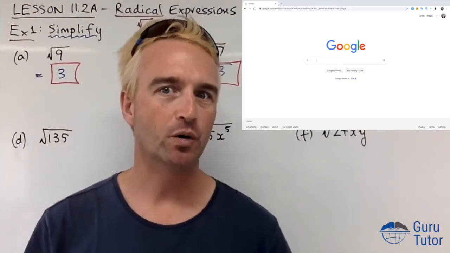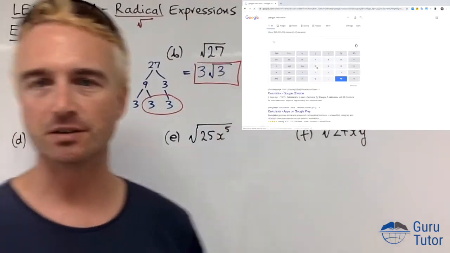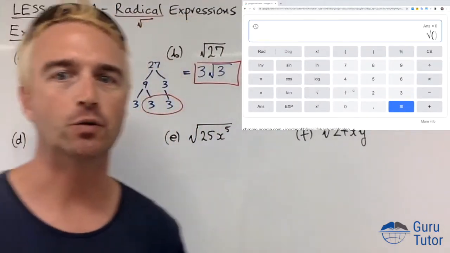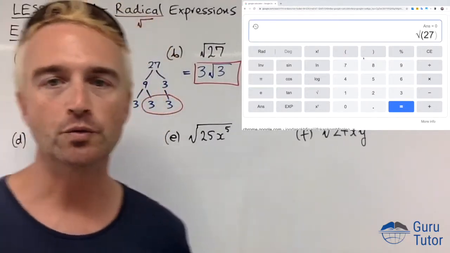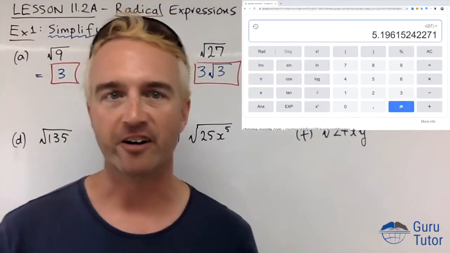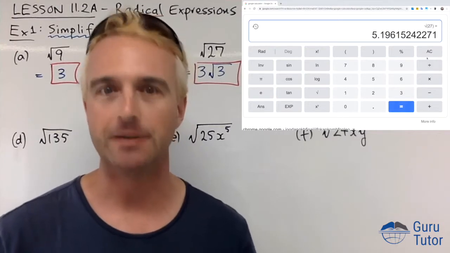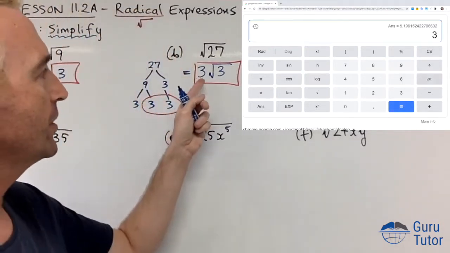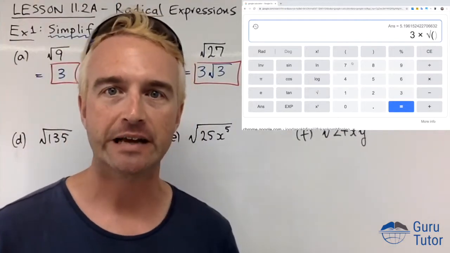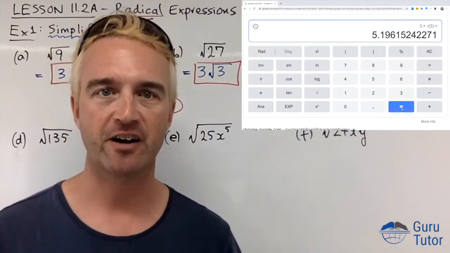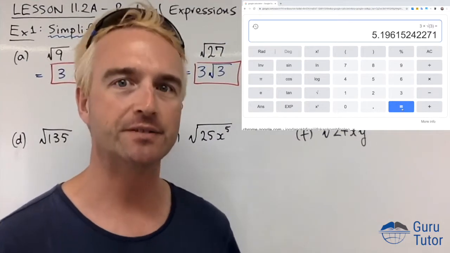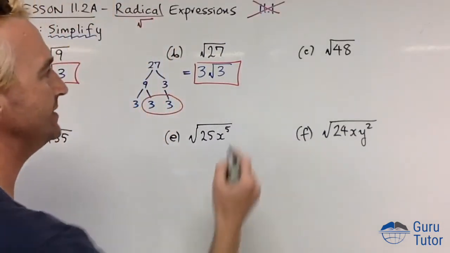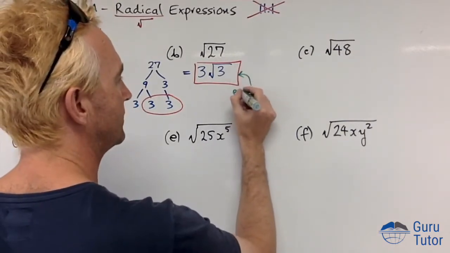If you want to check that that's right, it's the same number, it just looks different. You can go to your calculator, which I'll do right now. See it in the corner there. If I do root 27, I get 5.196 and so on. Now I'm going to do 3 times root 3 and push equals, and you'll also get 5.196 and so on. It's the same number. So what we're doing is simplifying, and we call this exact value.